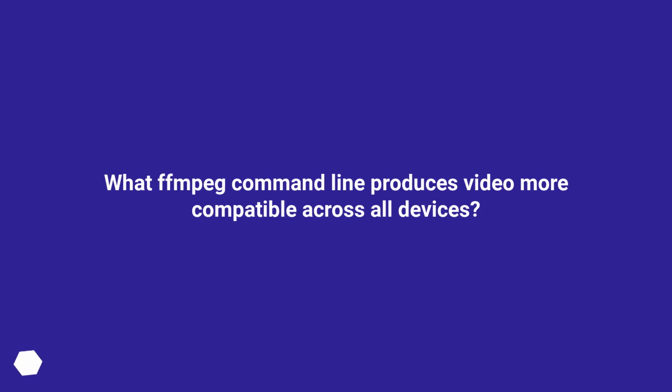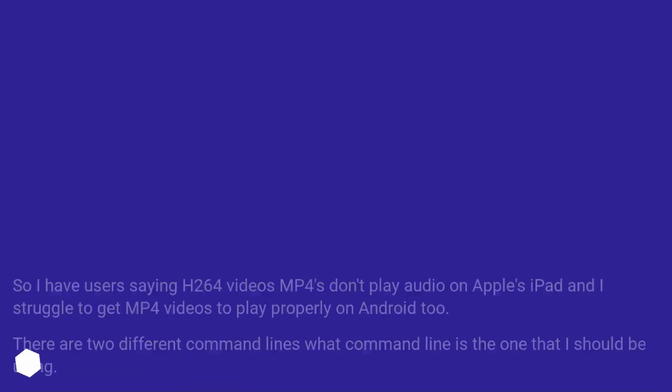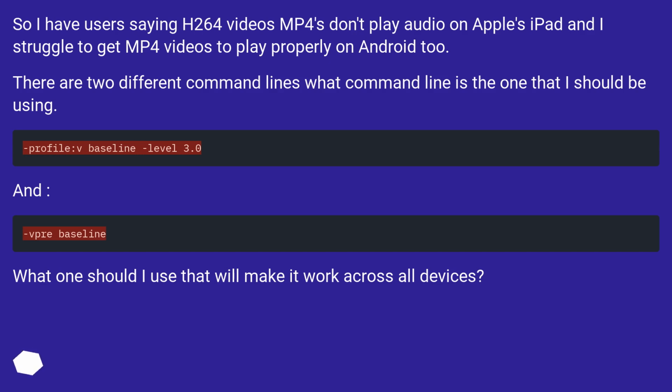What ffmpeg command line produces video more compatible across all devices? I have users saying H.264 videos in MP4s don't play audio on Apple's iPad, and I struggle to get MP4 videos to play properly on Android too. There are two different command lines. What command line is the one that I should be using?